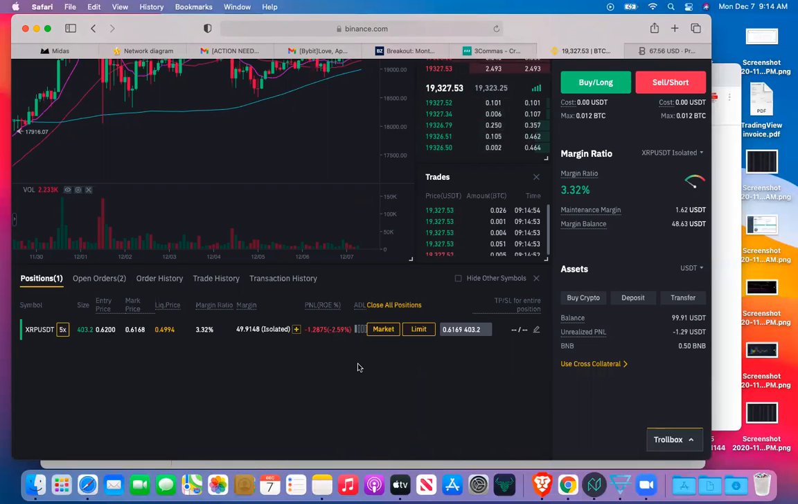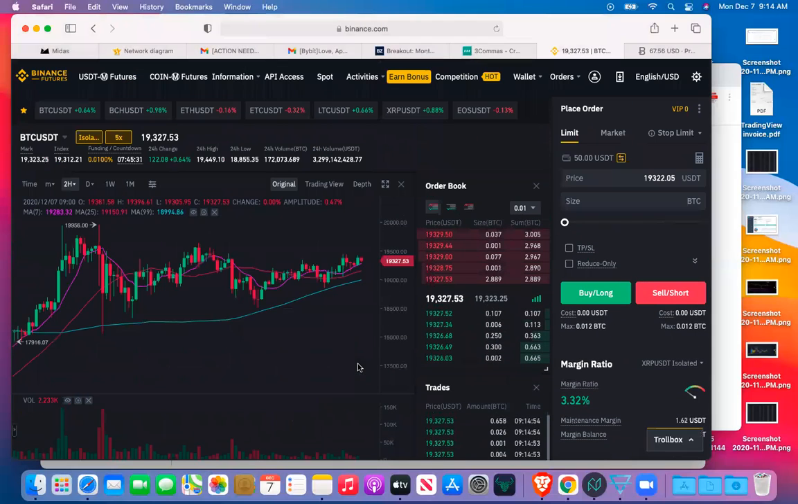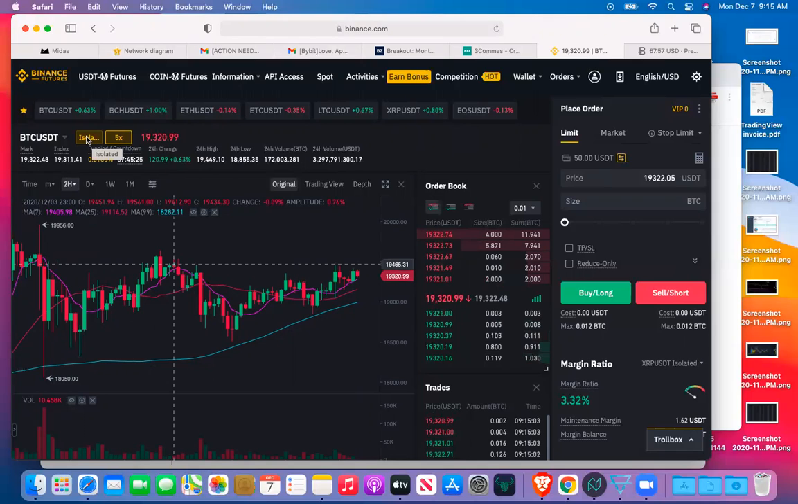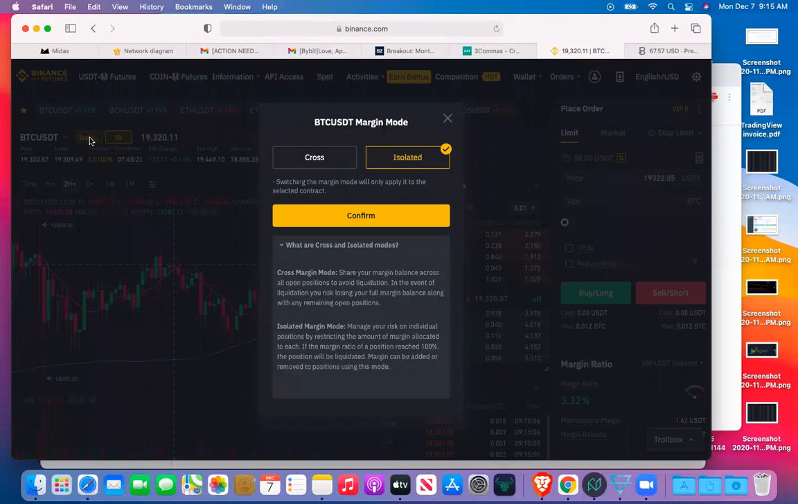Okay. Now that's not the issue. The issue is this: you need to know what you are doing and what you are looking for. So let's go. Now, when you come in, you see mine is isolated and 5X, but what you will see is cross. So you have to click on it to select. I recommend isolated because you are not going to use all your money. I will explain why you may need to use cross.